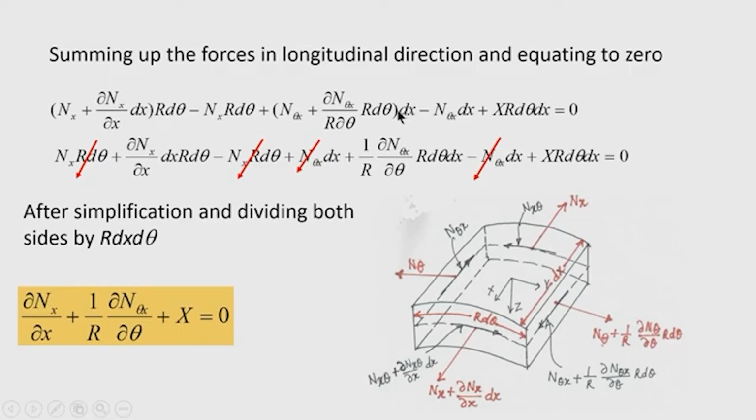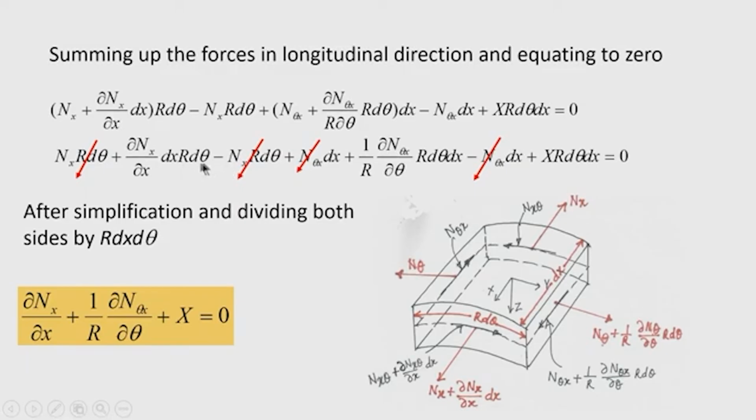Then again we break this term. So, N theta x into d x plus 1 by r del N theta x by del theta r d theta d x. Then we get this term minus N theta x d x and then we get X r d theta d x equal to 0. So, you can see there are some common terms which can be cancelled. So, N x r d theta is cancelled, then N theta x are cancelled. So, ultimately we are getting an equation of this: 1 by r del N theta x by del theta into r d theta dx plus X r d theta dx, and already this term is there, del N x by del x dx r d theta.